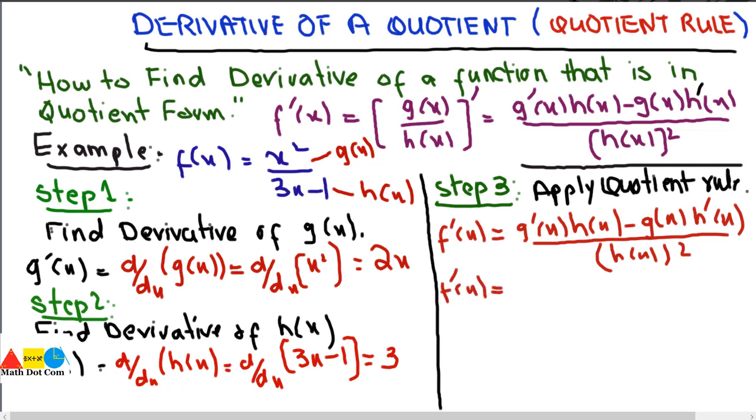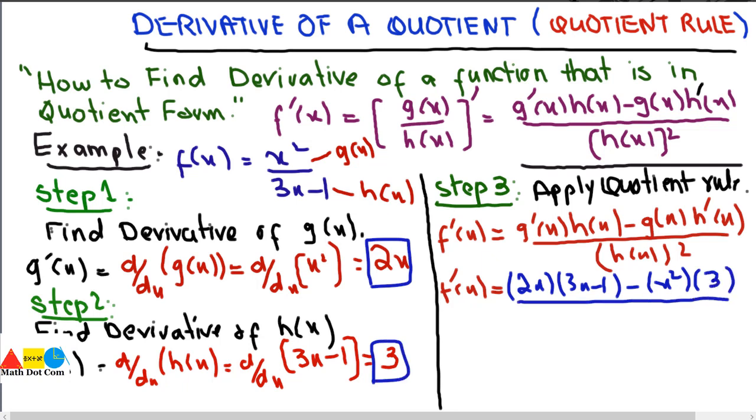So I'll put the values here as f dash of x is equal to g dash of x. What is g dash of x? G dash of x is this 2x, so I'll write 2x here. H of x is what? H of x is the denominator, so I'll write 3x minus 1 here, minus g of x is what? The numerator, that is x square, and h dash of x is this 3. So I'll write 3 here, divided by h of x whole square.